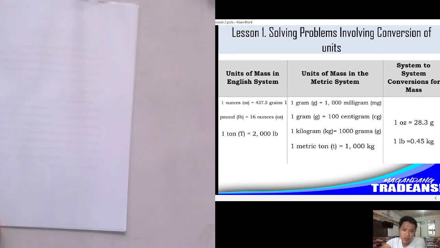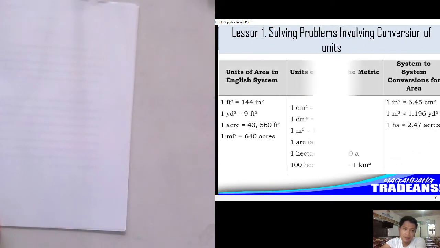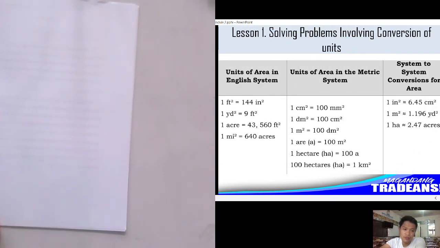Continue. Let's go to 1 kilogram, that is 1,000 grams. And 1 gram is equal to 1,000 milligrams. 1 metric ton or T is equivalent to 1,000 kilograms. Take note, I no longer need to discuss this because it is available on the internet. Okay, next. 1 square feet is 144 square inches.